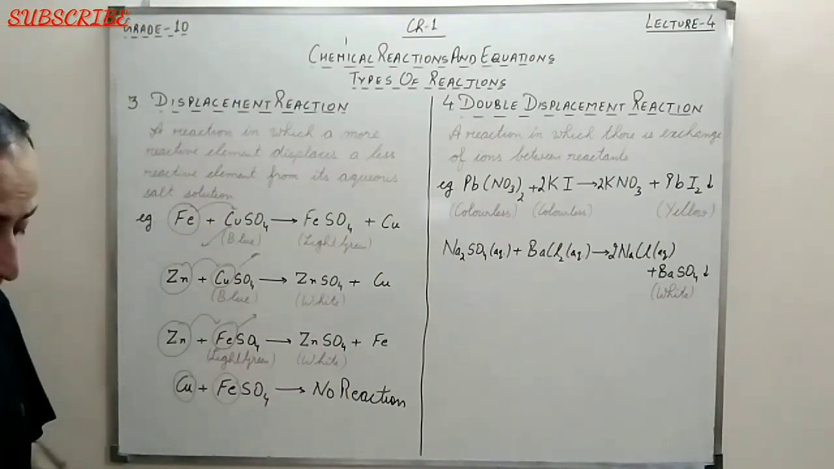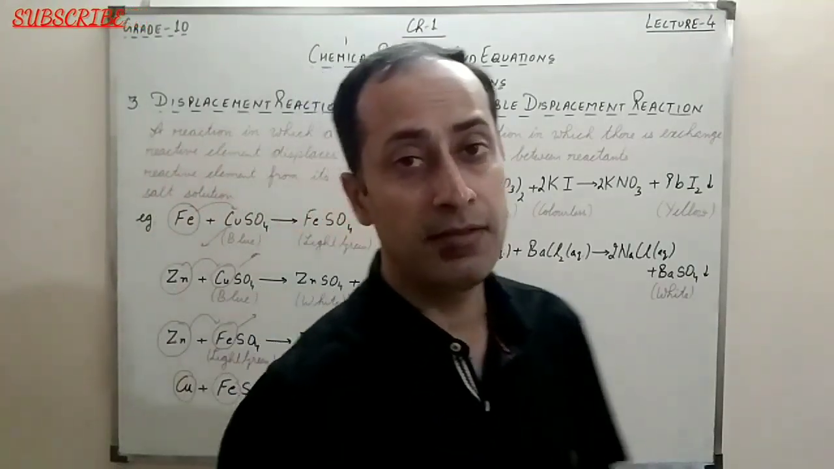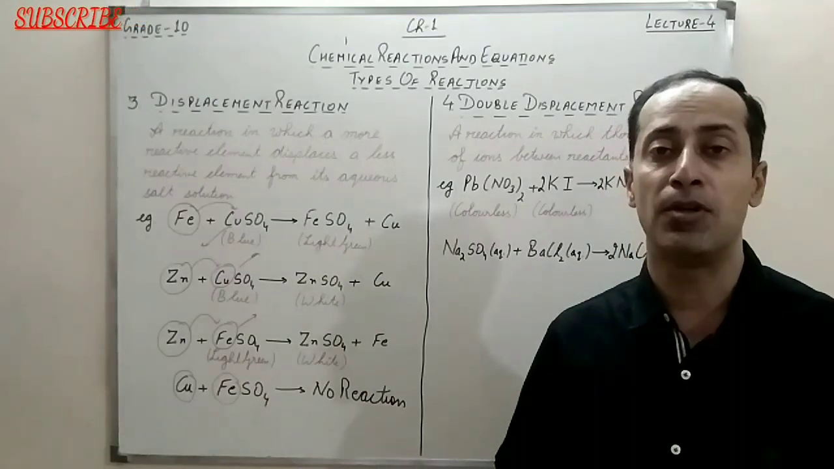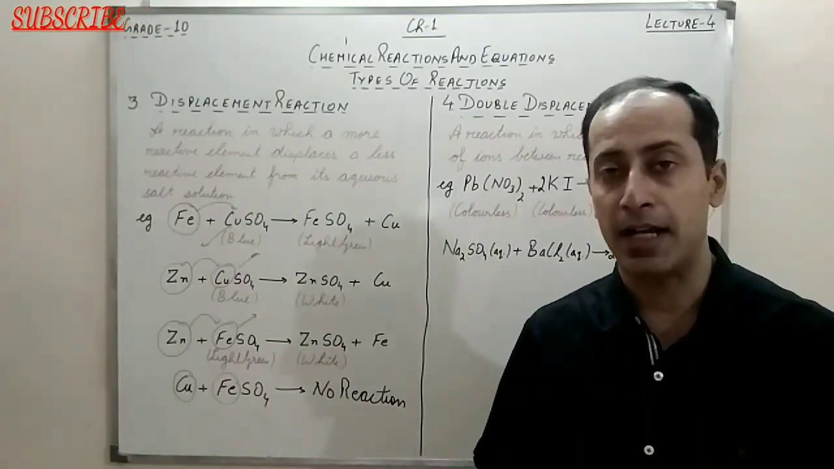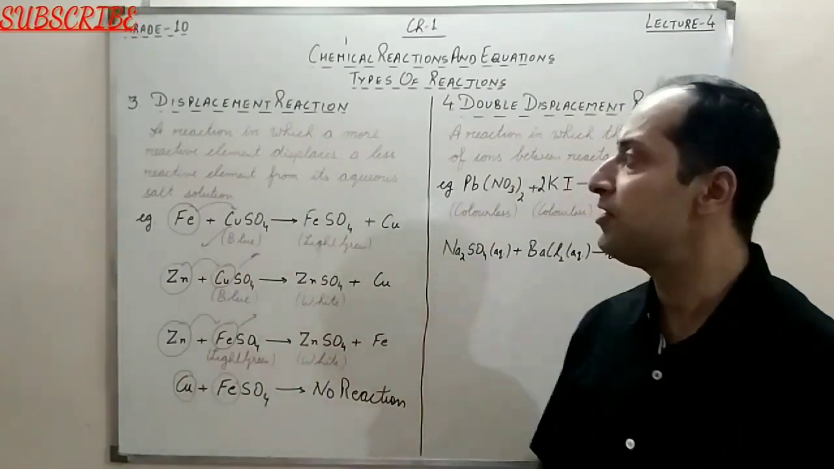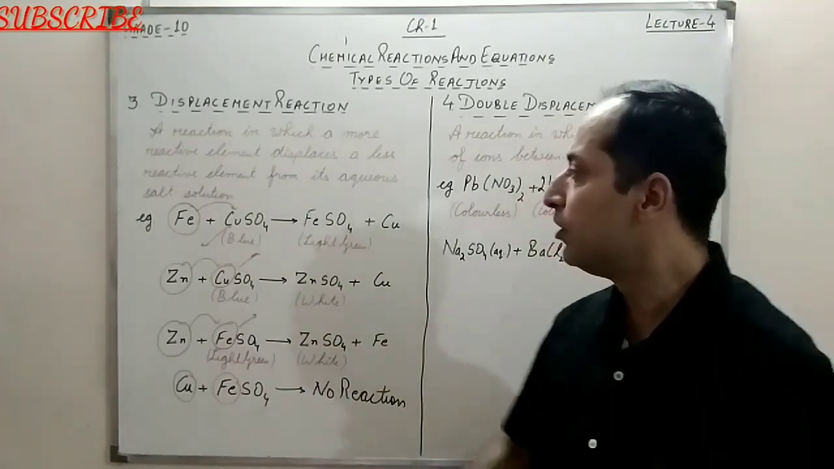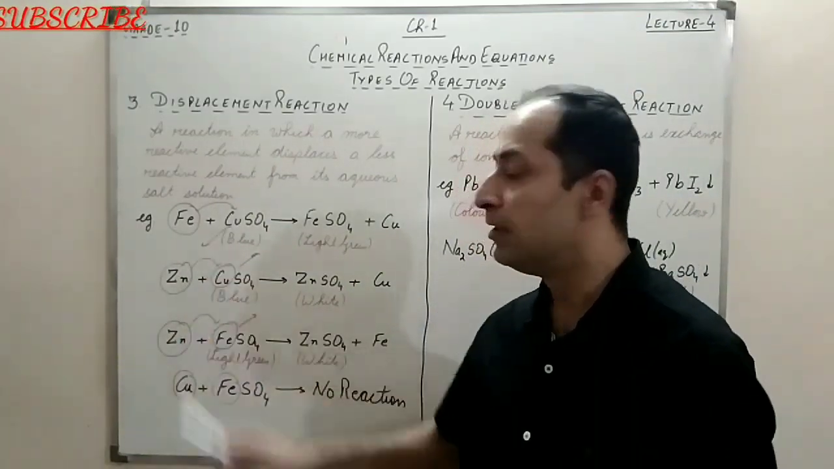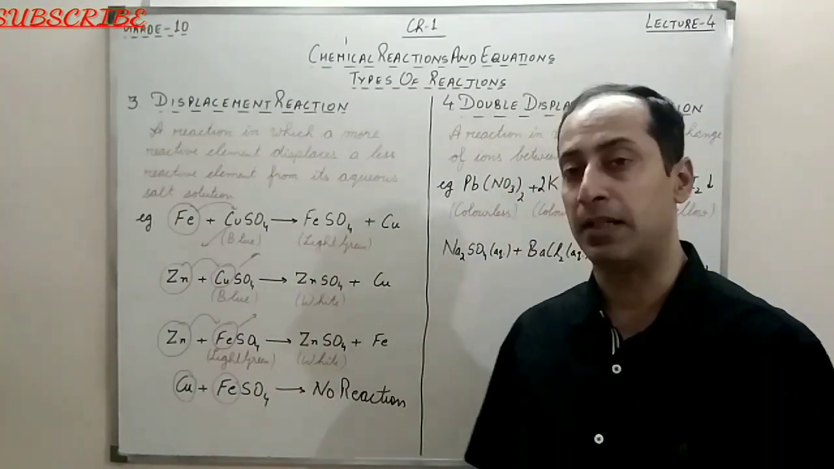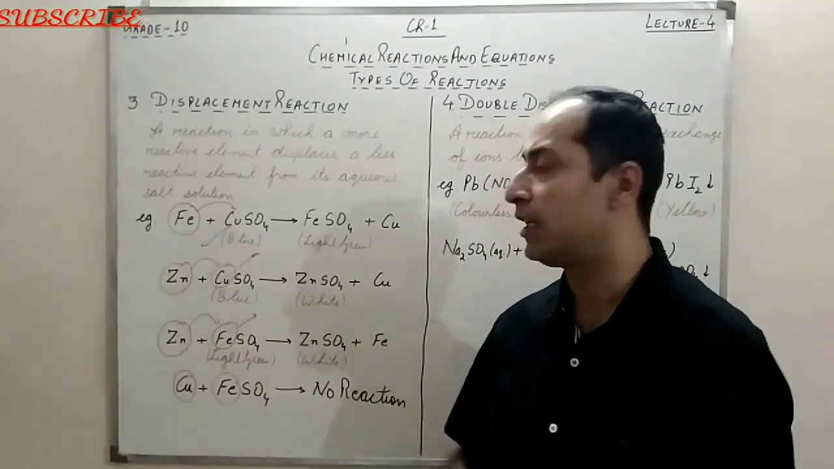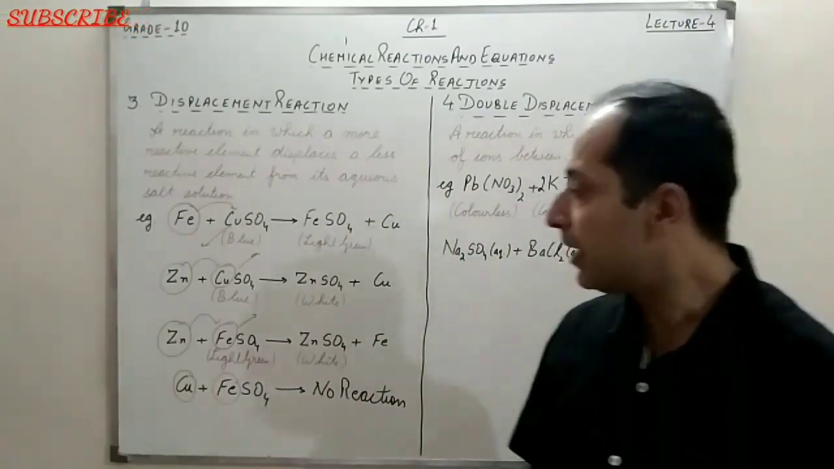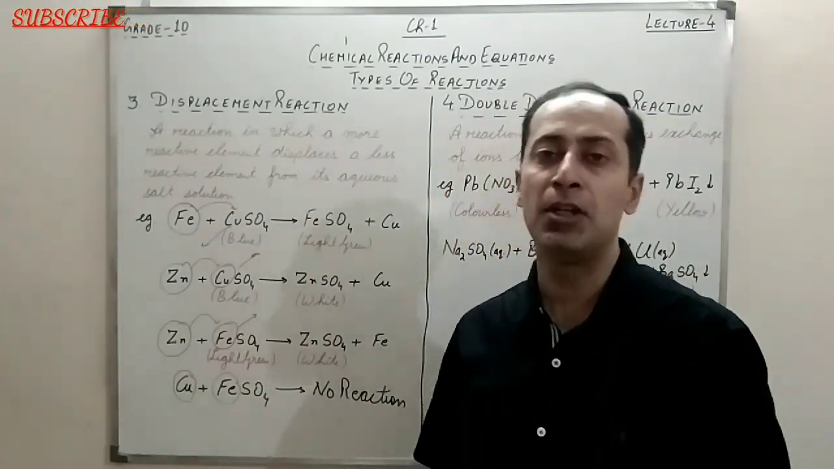Similarly, if we drop Fe, that is iron, in a solution of zinc sulfate, again there will be no reaction because zinc is more reactive and iron cannot remove zinc from its solution. So the definition says a reaction in which a more reactive element displaces a less reactive one. When we say more, we are comparing the reactivity of two metals. Here Fe was more reactive than copper, so Fe removed copper. Zinc was more reactive than copper, so zinc removed copper. And again, zinc was more reactive than iron, so zinc removed iron also.